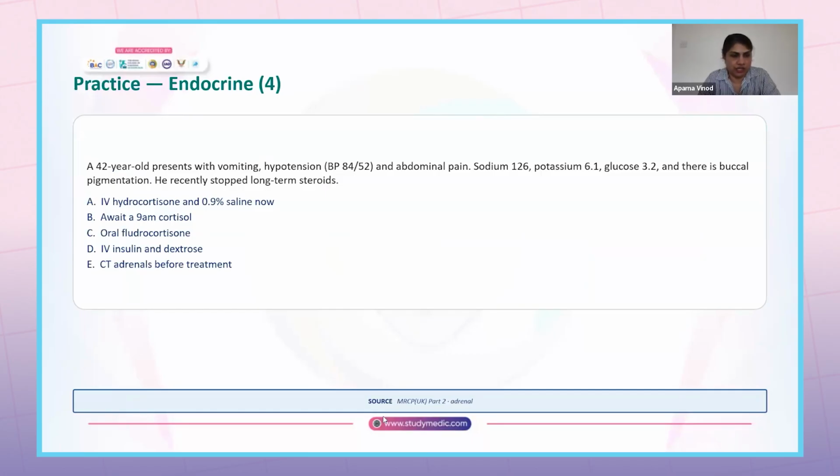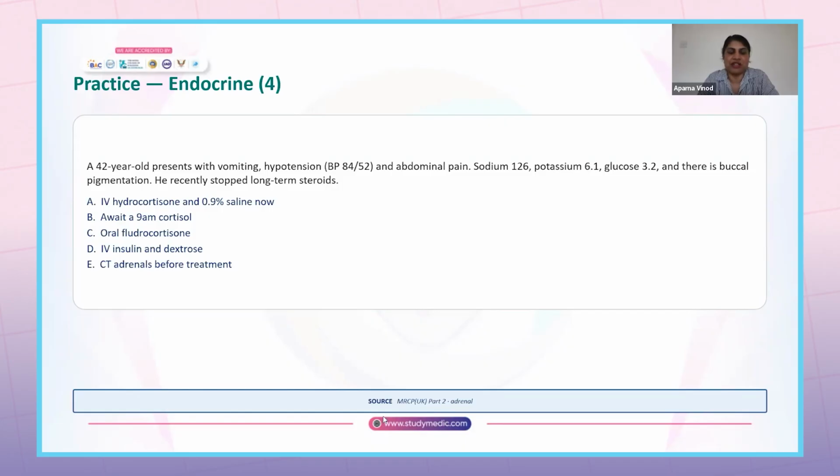Next practice question. A 42-year-old patient presents with vomiting, hypotension, and abdominal pain. Sodium is only 126. Potassium is 6.1, glucose is only 3.2, and you can see buccal pigmentation. And he recently stopped long-term steroids.